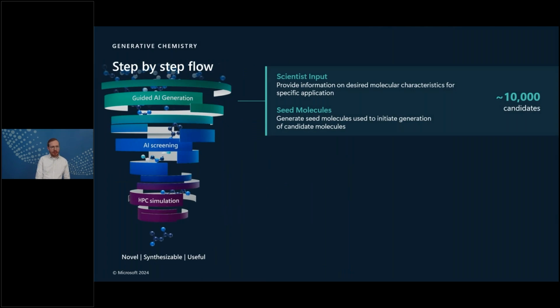So just to put some more numbers on it. Again, we started with a scientific input. This is where the skill of the scientist comes in. We generate that set of seed molecules, and we can generate, for example, 10,000 candidates or more.